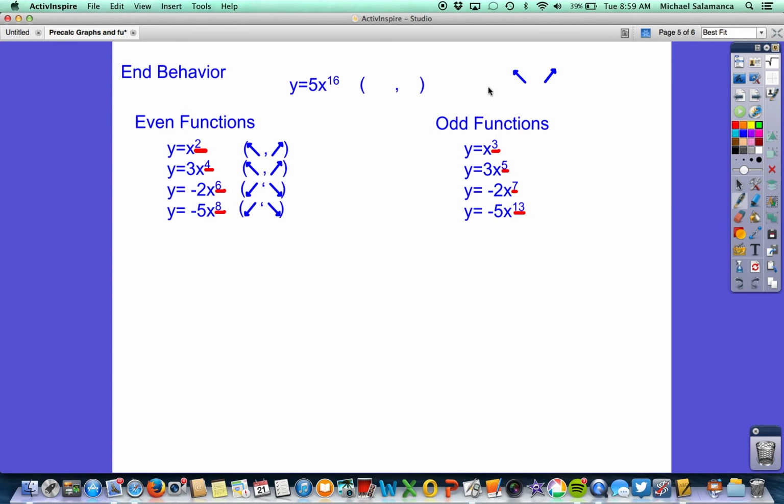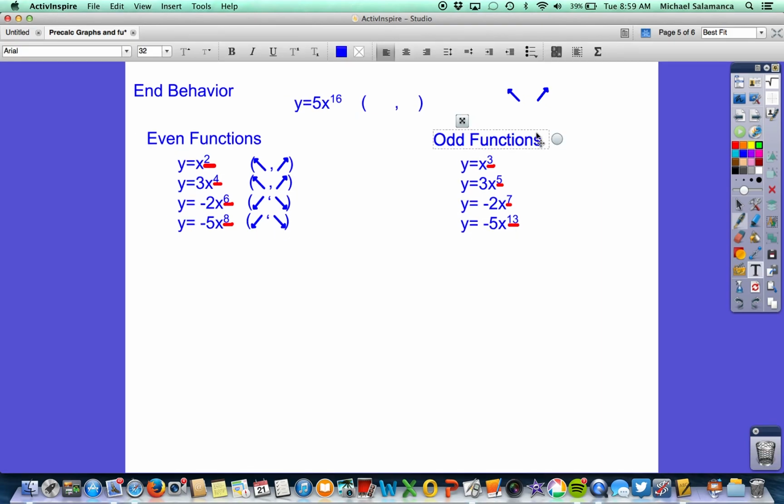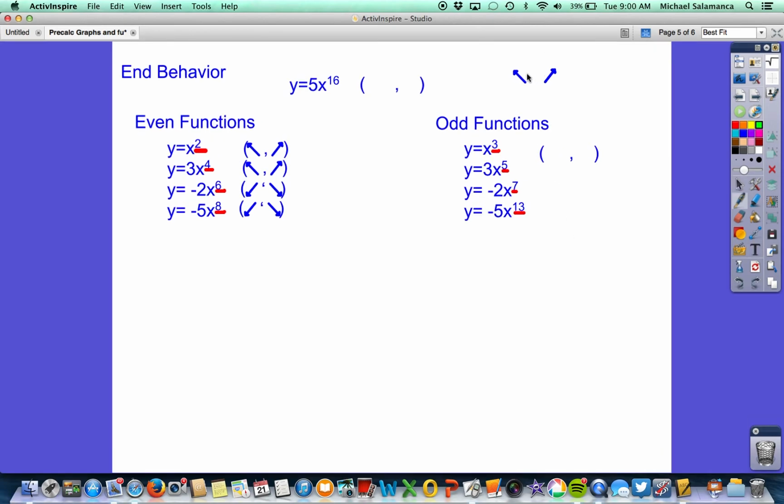Odd functions, a little different. They're not going to end and start the same way or go in the same direction. Because they're odd, they're going to go in different directions. So y equals x cubed actually means it's going to start going downwards, like so. And on the other side, it's going to go upwards. So complete opposite directions.